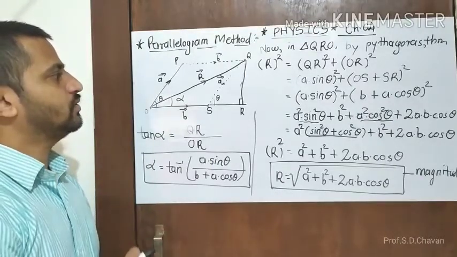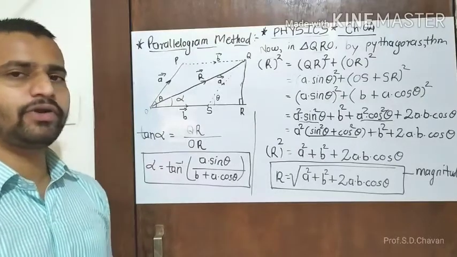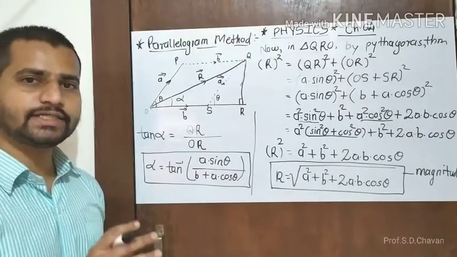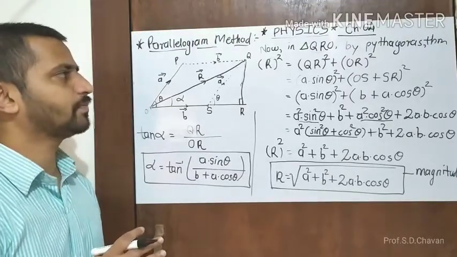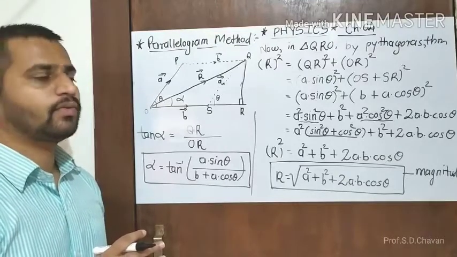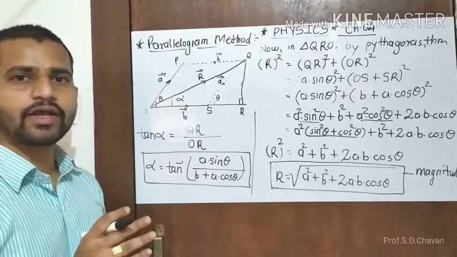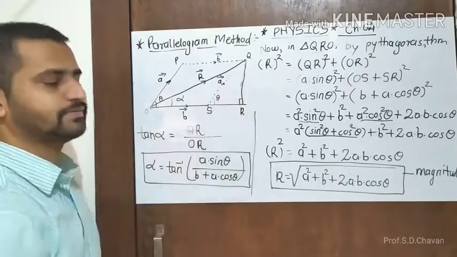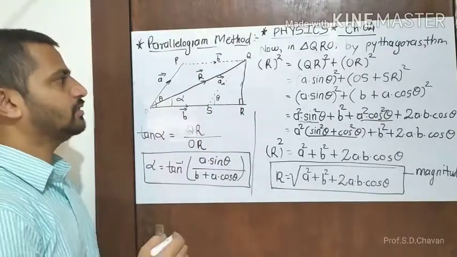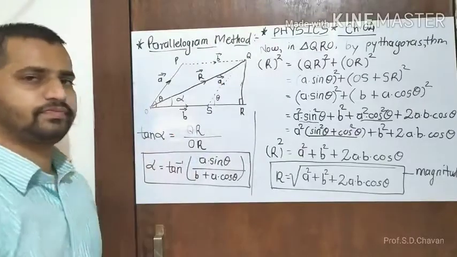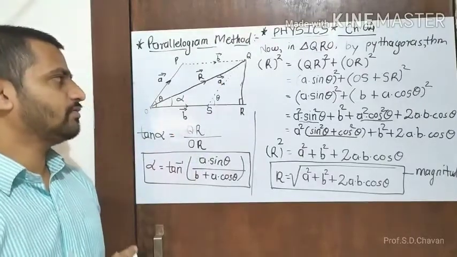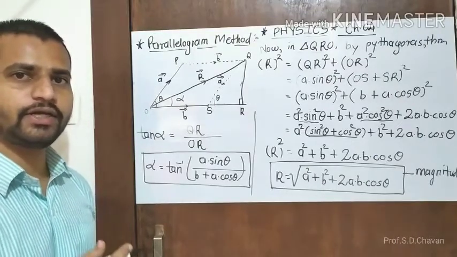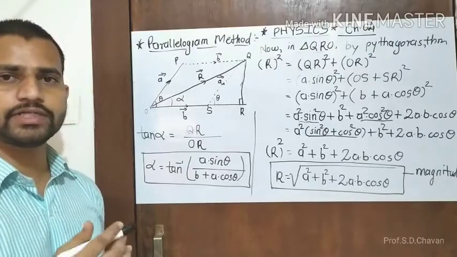In the parallelogram method, what is important is that the two vectors must represent the two adjacent sides of the parallelogram. Then we have to apply the right angle triangle rule by considering the two triangles: first triangle QRS, then triangle QRO. Accordingly, first we have to find the magnitude and then go for the direction.